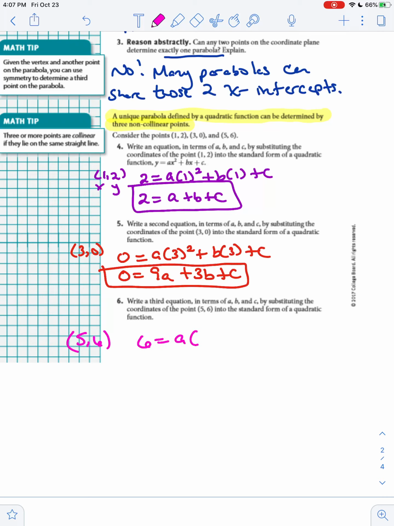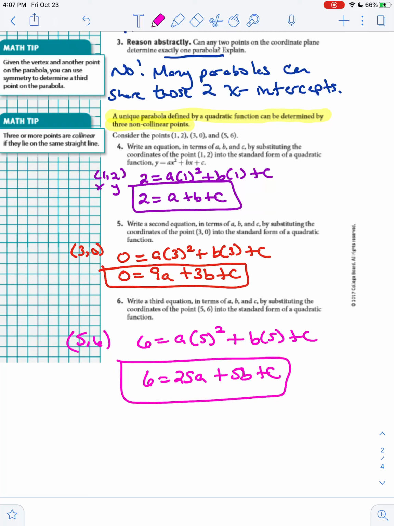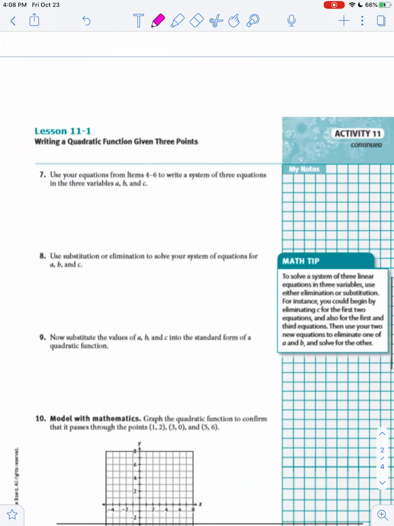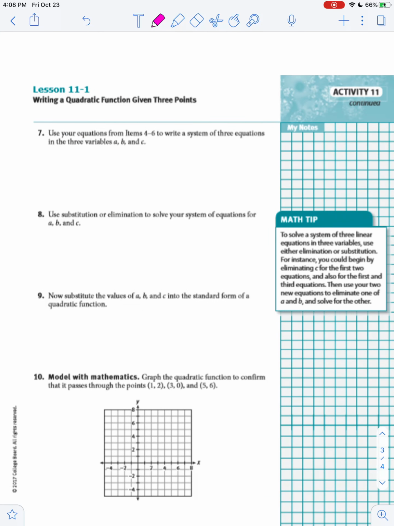And finally, we are going to have a third point, (5, 6). So 6 equals a times 5 squared plus b times 5 plus c. And that means 6 equals 25a plus 5b plus c. And now we have 3 equations with 3 variables that we'll be able to solve. And ultimately, we'll get the a, the b, and the c. And that'll be our equation.